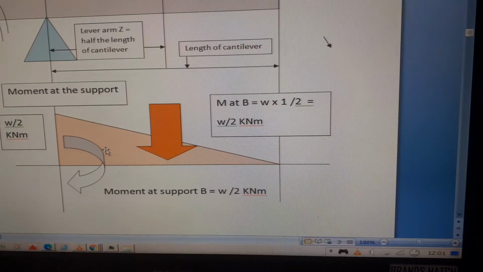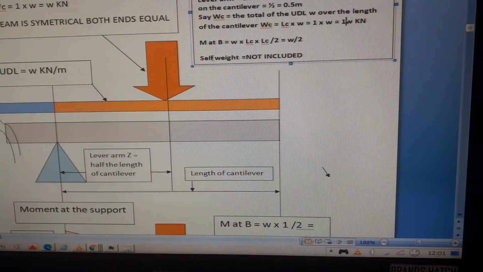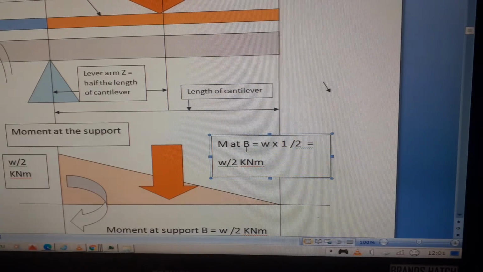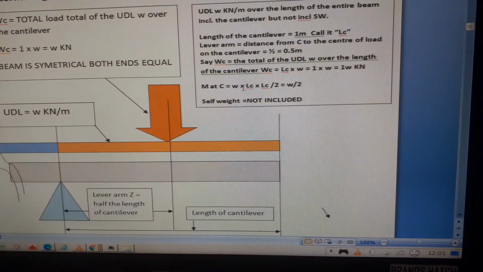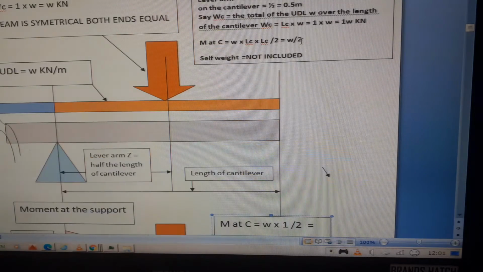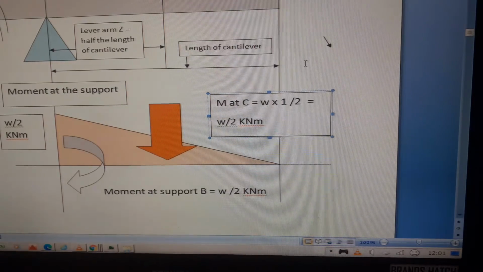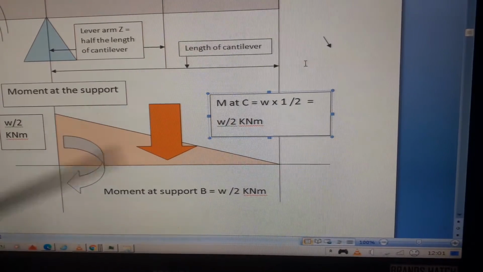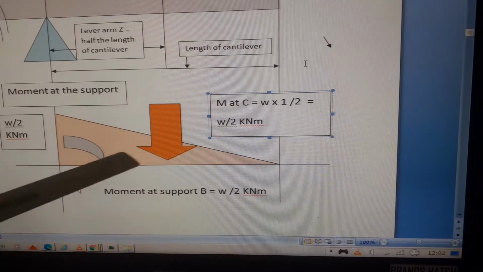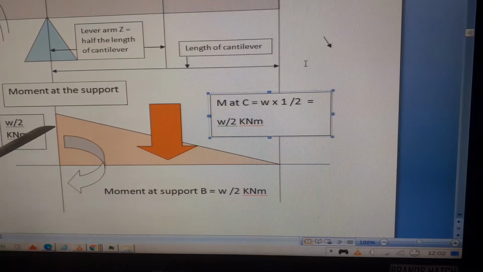So the moment at B should be the moment at C. The moment at C, at the support, is equal to that W times the lever arm, and the lever arm is LC over 2, which is 0.5. That means it's 1 W times 0.5, which is 0.5 W, which is W over 2. So we've done the equivalent point load times the lever arm. That gives us M at the support.